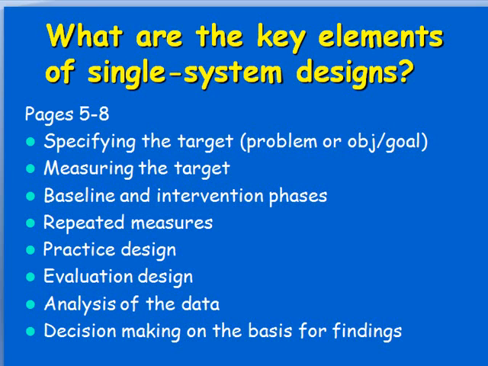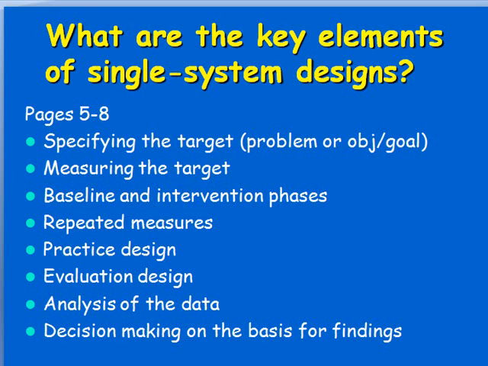So the target could be either decreasing tardiness, where tardiness is a problem, or you could specify it as an objective or goal as increasing school attendance. As social workers, we want to use the strengths perspective, and we'll talk about that when we talk about problem selection and description. The next thing, after specifying the target, is how do we measure that target?